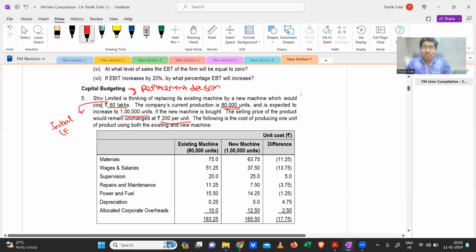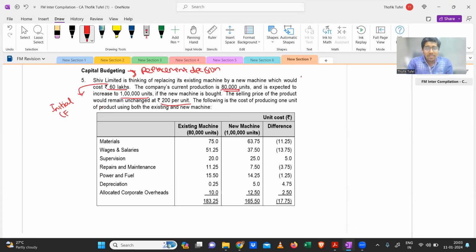The following is the cost of producing 1 unit of product using both the existing and new machine. So now they have given the product costing. 200 is the sales price, and all these are the costs for the existing machinery and the new machine. Unit cost: material per unit 75 rupees, wages, supervision, repairs and maintenance, power and fuel, depreciation, and then allocated corporate overheads.